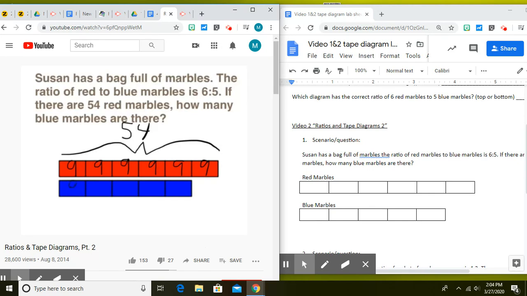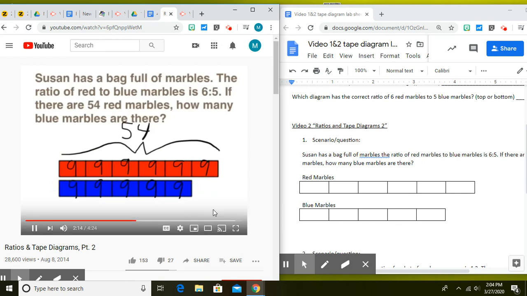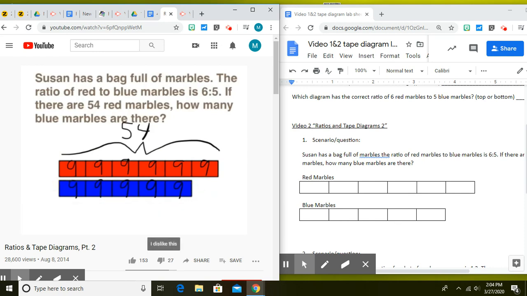Well, if each piece of tape represents 9 marbles, that's going to be the same down here. And so now you can see our ratio is still 6 to 5, 6 red to 5 blue. Now we can see, oh, it's 6 groups of 9 red marbles to 5 groups of 9 blue marbles, excuse me. And so how many total blue marbles do we have? Well, 9 times 5, that will give us 45 total blue marbles.